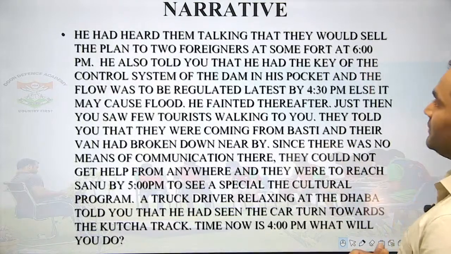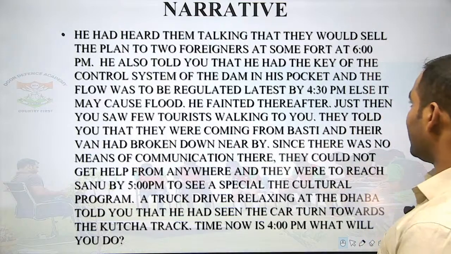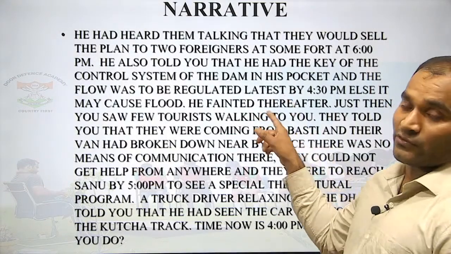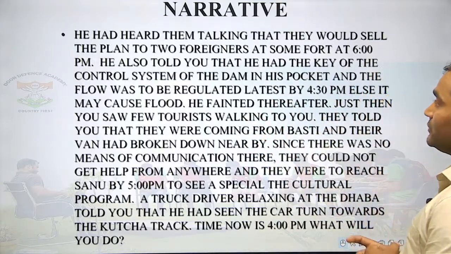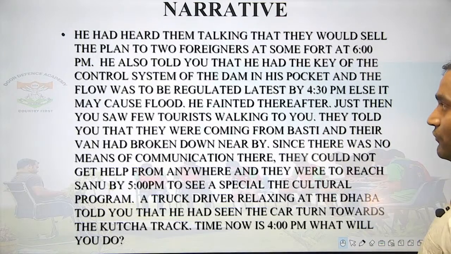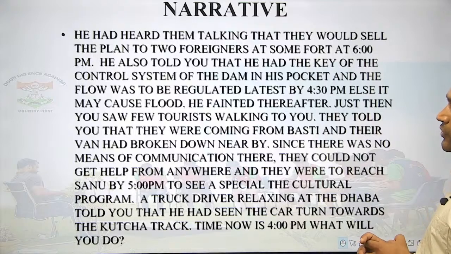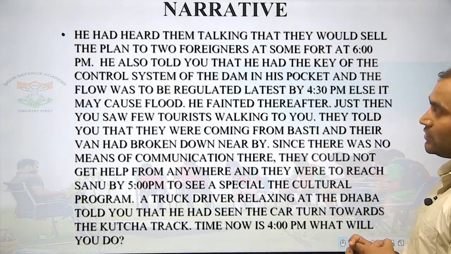He had heard them talking that they would sell the plan to foreigners at some fort at 6 p.m. You know that only one fort was there, that was Shola fort, so they are talking about Shola. He also told you that he had the key of the control system of the dam in his pocket, and the flow was to be regulated by 4:30 p.m. at the latest, else it may cause a flood.